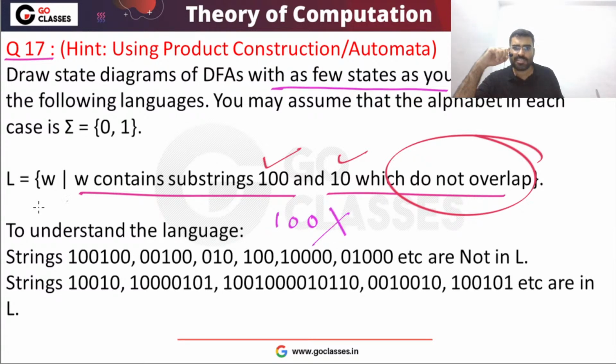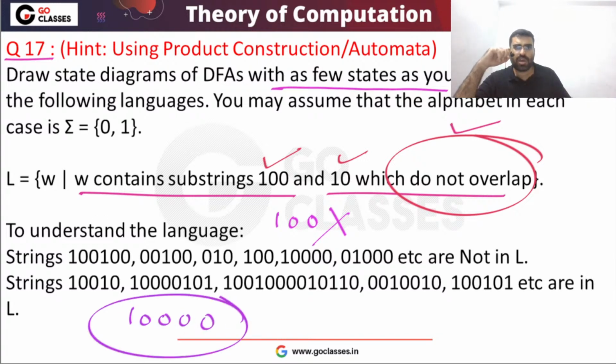This string should not be accepted. Basically, strings which do not overlap mean this 10 has individual identity, individual existence. It means that in 1000 there is no 10 individually.